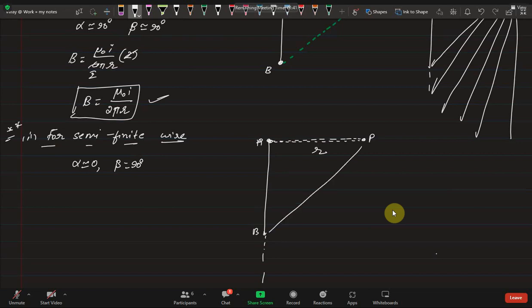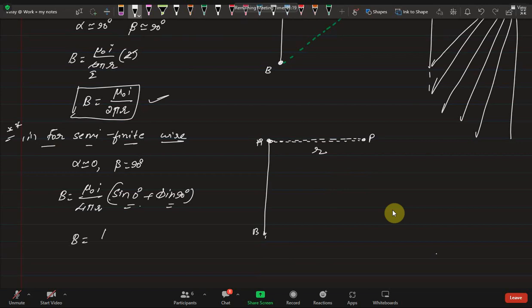Now this side keeps on increasing, so beta value is 90. Then substitute alpha 0, beta 90. Then what is the magnetic field? B equal to mu naught I by 4 pi r into sine 0 plus sine 90. Sine 0 is 0, sine 90 is 1. Then magnetic field B is equal to mu naught I by 4 pi r. This is the magnetic field due to a semi-infinite wire. Please note down this point.